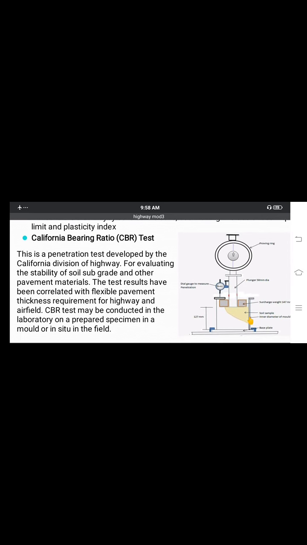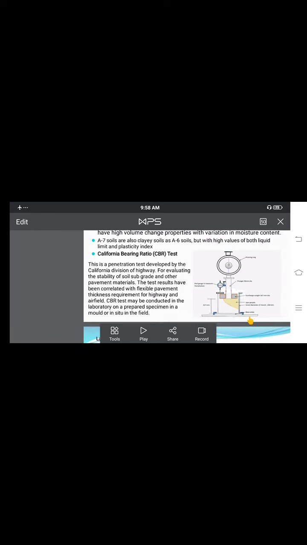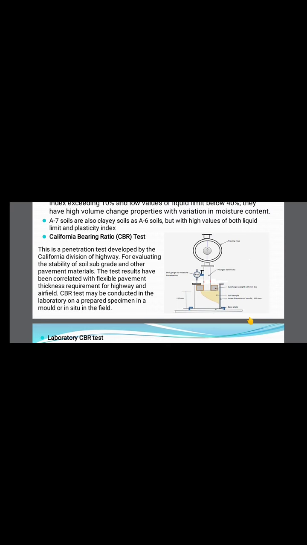Here we will discuss this in detail. This is the mold. In this we are going to compact the soil, place the surcharge weights, and attach the plunger here. The loading is applied. As the load is applied, there will be a movement in the dial gauge. That dial gauge reading we are going to note down. For this we will study in detail how to perform it.